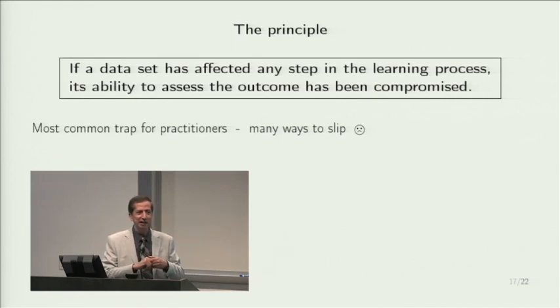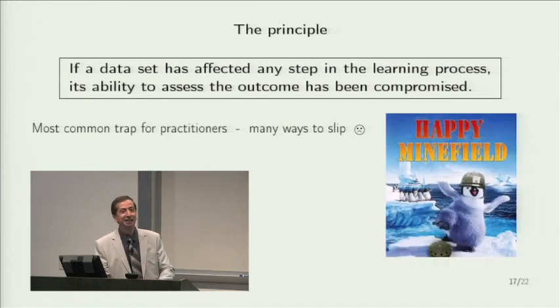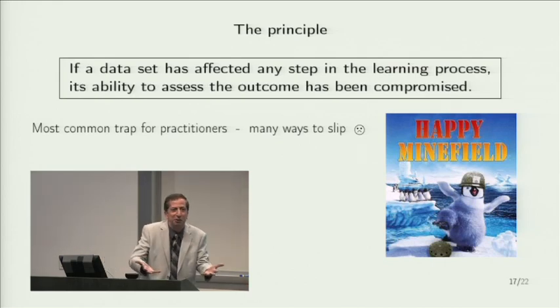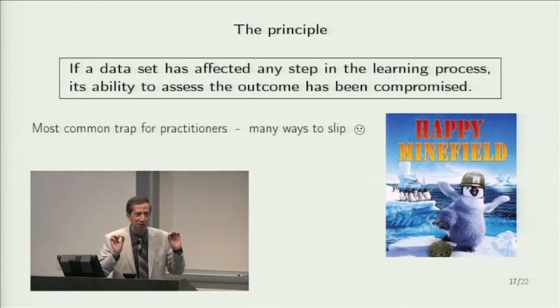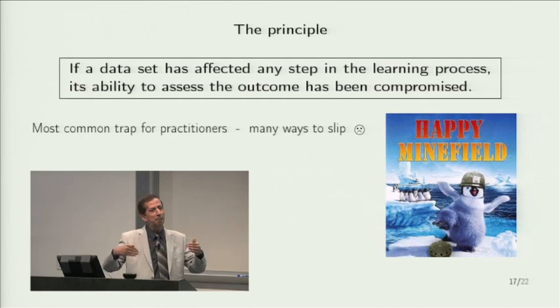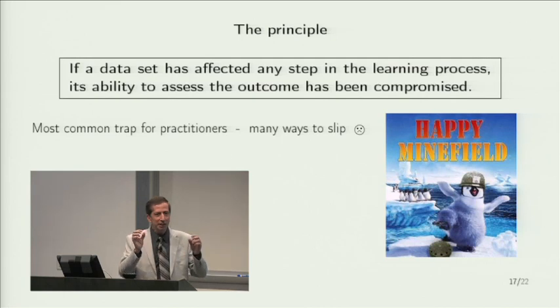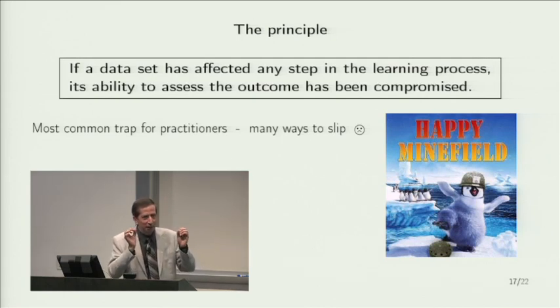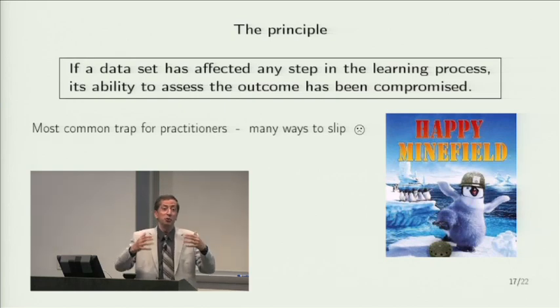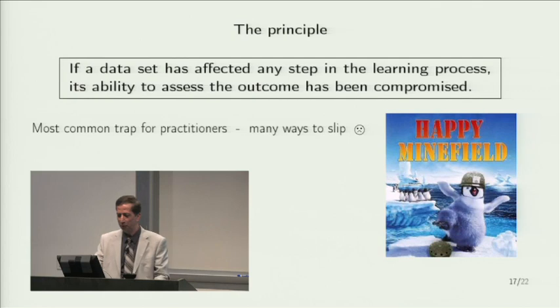So if you think of it as landmines, it is actually happy landmines. You very cheerfully step on the mine, because you think you are doing well. So you need to be very careful. And because it has different manifestations, what I'm going to do now is go through examples of data snooping. Some of them we have seen before, and some of them we haven't. And then you will get the idea: what should I avoid, and what kind of discipline or compensation should I have in order not to suffer from the consequences of data snooping?